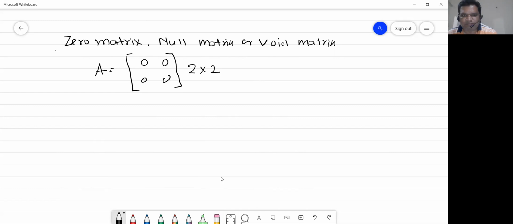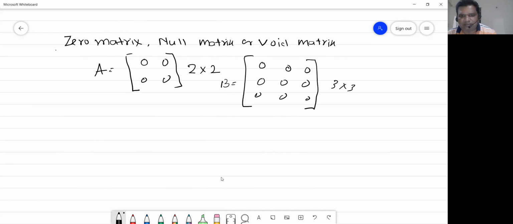Similarly, we are going to define a 3 into 3 matrix: 0, 0, 0, 0, 0, 0, 0, 0, 0. So what is the order? 3 by 3. What is the matrix name? It is capital B. It is a zero matrix, null matrix, or void matrix. Even a row matrix we can write as a zero row matrix: 0, 0, 0. Order 1 row, 3 columns, zero matrix.